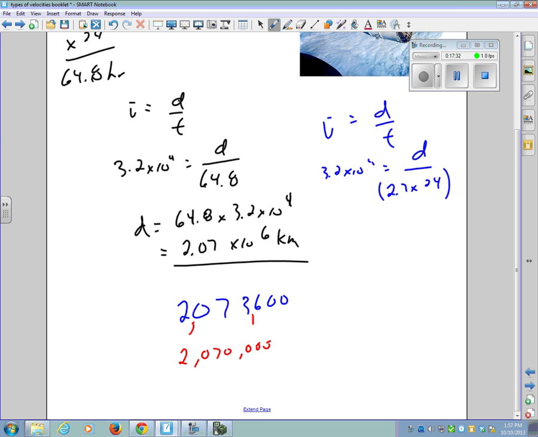Sure. I mean, I rounded off this 7. If this 3 was a 6, then I would have rounded it up to 2.08. When you round off, do you go all the way and work your way down, or do you just go to the one beside it? Just the one beside it.